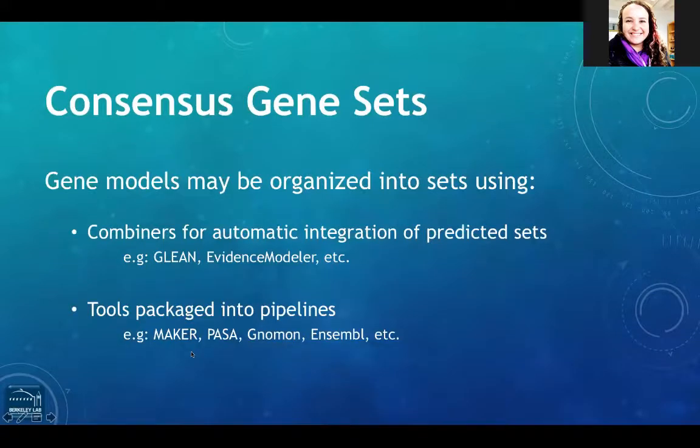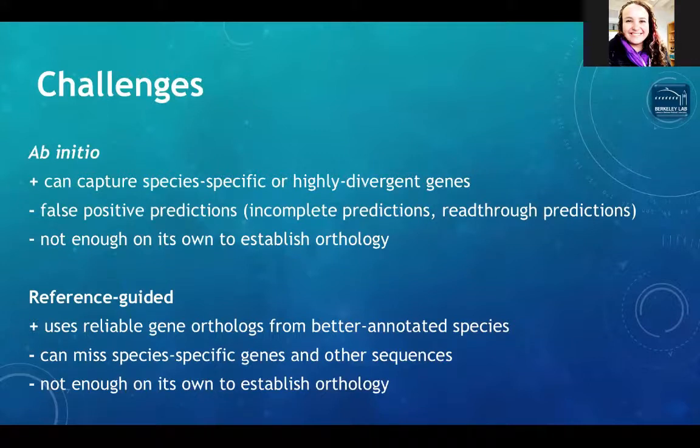Then, as Anthony was talking about, you'll get a consensus gene set that can either be made using combiners such as EVidenceModeler from the Broad Institute, or by using packaged tools in pipelines like MAKER, which has been used for this particular project. There are several different things that are positive about each of these approaches, and there are other not so positive. And so the suggestion is to basically go with some type of hybrid approach in which you do some reference-guided and ab initio gene prediction in order to get those gene sets.